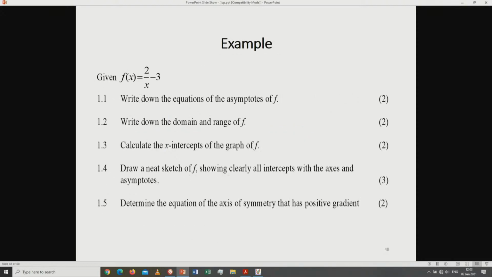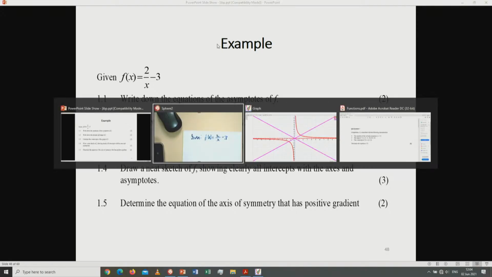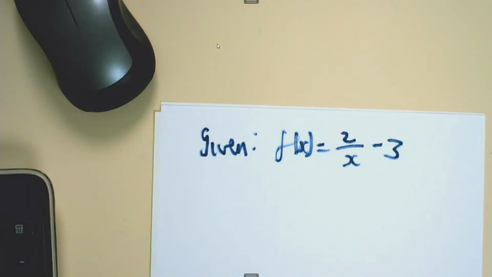Okay, right. Let's take an example and work through it to see exactly what we are dealing with here. We are given f of x is equal to 2 divided by x minus 3. This is what we have. We have f of x is equal to 2 divided by x minus 3. Good. Now, let's see what's going to happen.